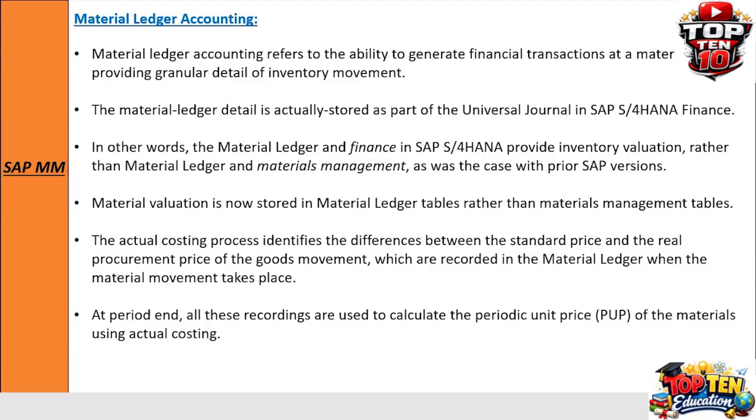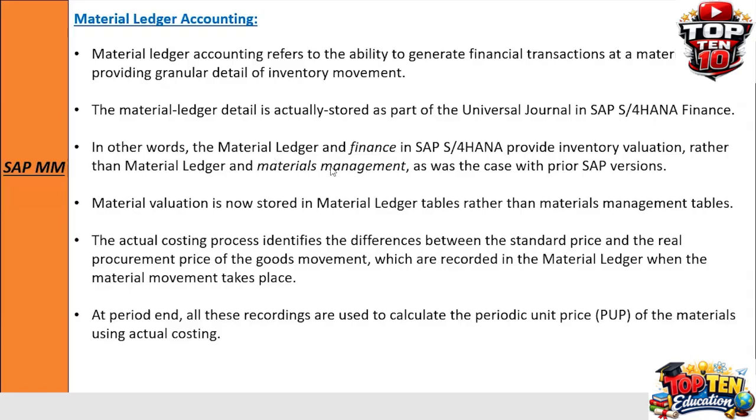Whatever entries we are making in the general ledgers, in the GL accounts, we are doing by taking all the costs together. But in the same universal journal, ACDOCA, there is one specific kind of ledger that is known as material ledger, where we are just capturing the cost relating to the material, nothing else.